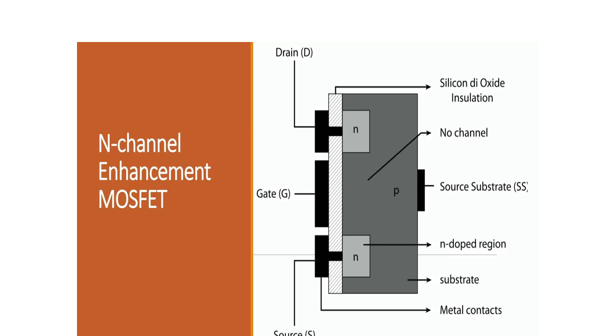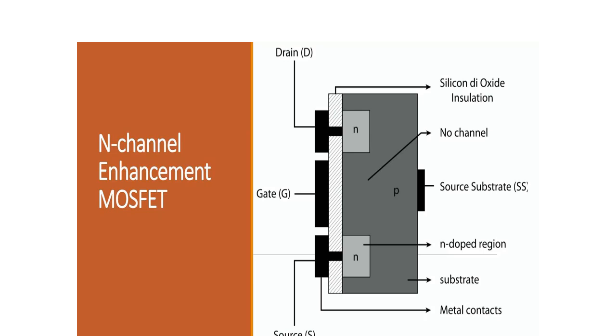Device physics. So in the vertical view we are showing this. So, p-type substrate, or sometimes called a wafer, on which we are defining two n-doped regions for the source and drain. On this substrate you will find a layer of silicon dioxide, which is basically used as an insulating material in between the gate and the substrate.